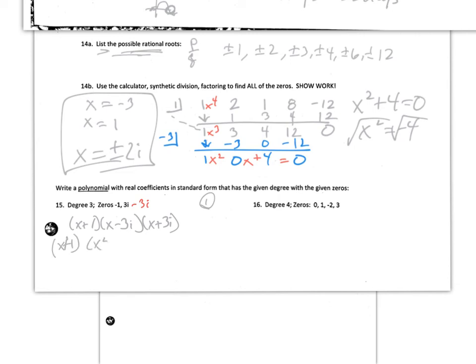leaving you with x squared minus 9i squared. i squared is -1. So this comes out and we put in a -1. So we're left with x plus 1 times x squared plus 9. Please finish the problem and multiply this out. You get x to the 3rd plus x squared plus 9x plus 9. That is in standard form.